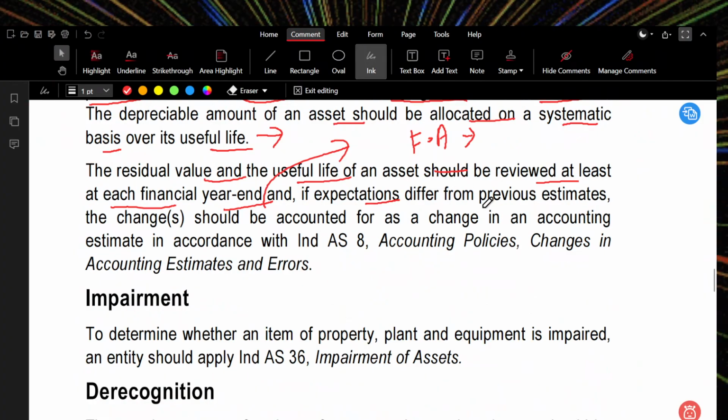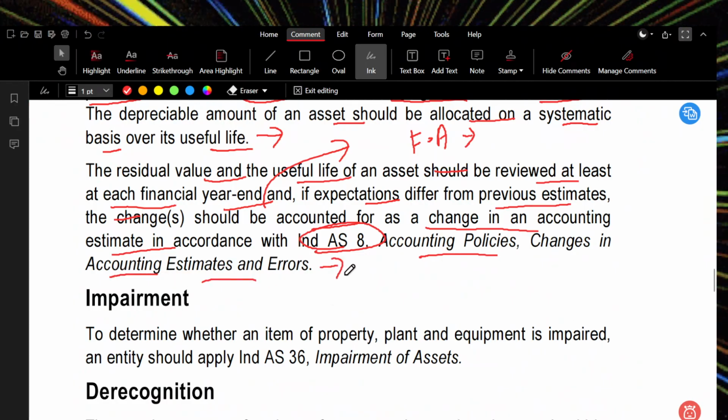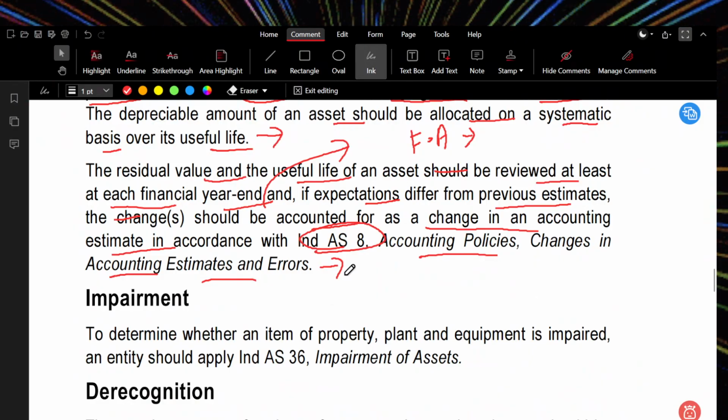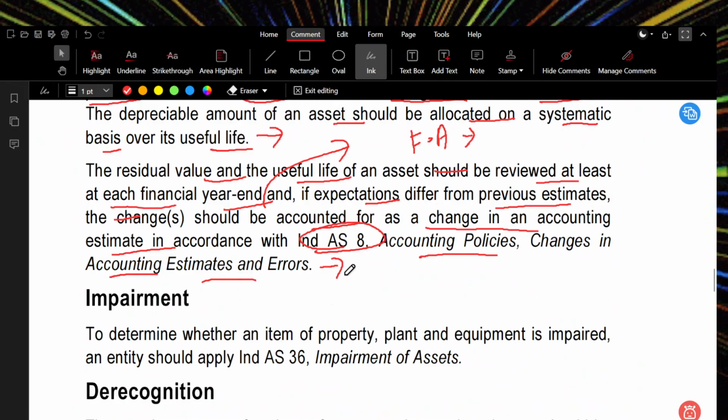If expectations differ from the previous estimate, the change should be accounted for as a change in accounting estimate, according to Ind AS 8, Accounting Policies, Changes in Accounting Estimates and Errors. If you have said the asset will be there for the next 7 years, but seeing the condition of the asset it has a life of only 1 year, then the useful life should be changed, and by changing it, the depreciation should also change.